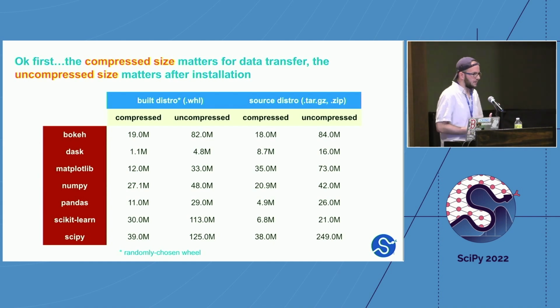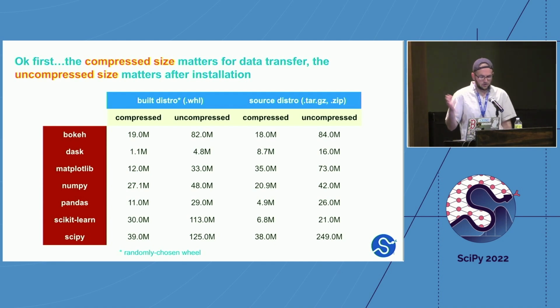The uncompressed size is the disk footprint of all of the files in that archive once the archive has been unpacked. So for example, if you go poke around the site-packages folder on wherever you run Python, you're going to be seeing uncompressed files there, right? You're going to be seeing the individual Python scripts and all the other stuff there.